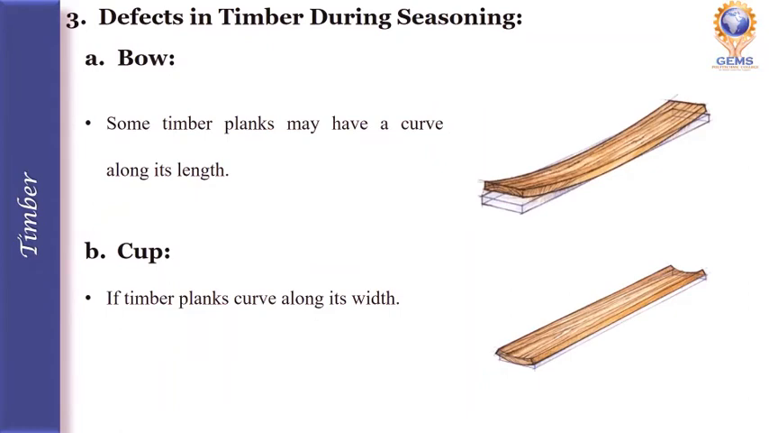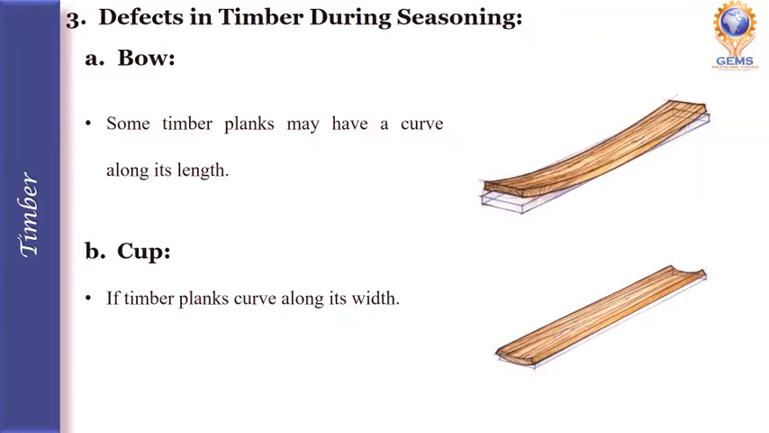Let's start with the defects in timber during seasoning. First, we need to know about seasoning. Seasoning is the process of drying the timber to reduce its moisture content. Mostly, good timber will have a moisture content of 15%. Under these seasoning defects, we have various defects. The first one is the bow defect.